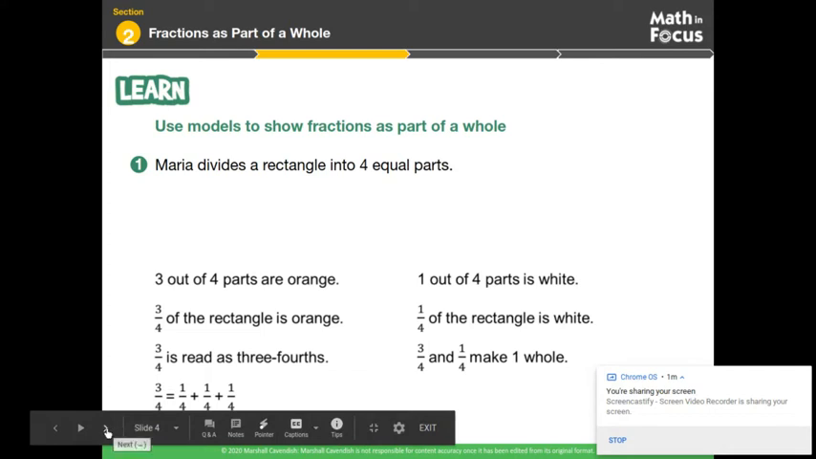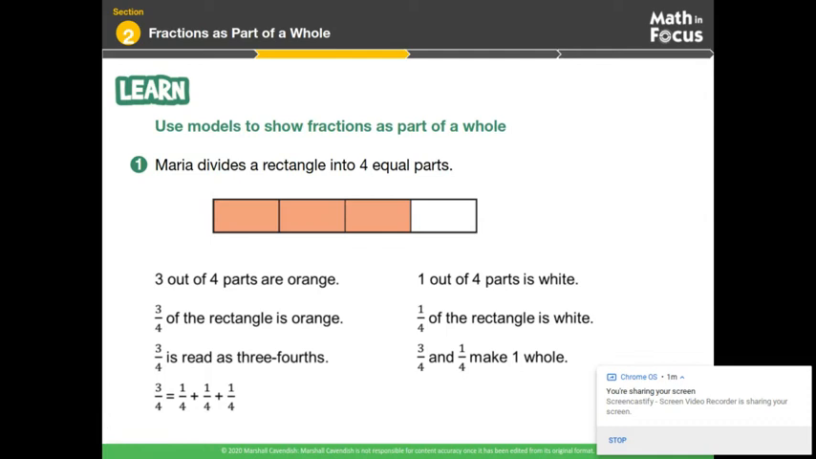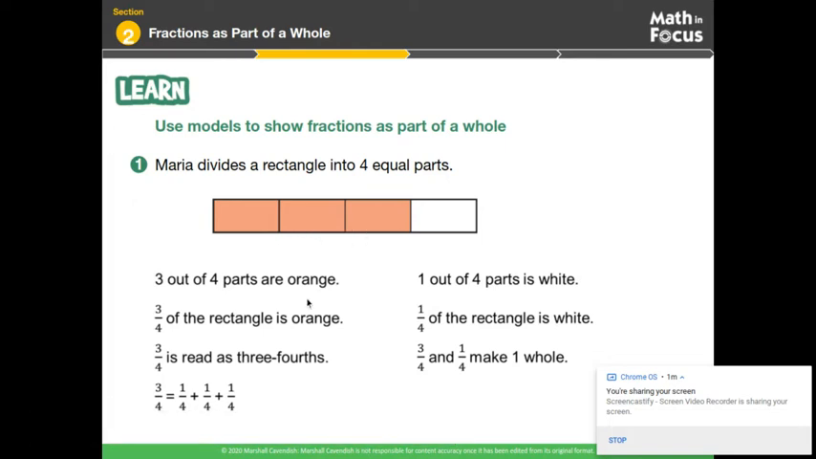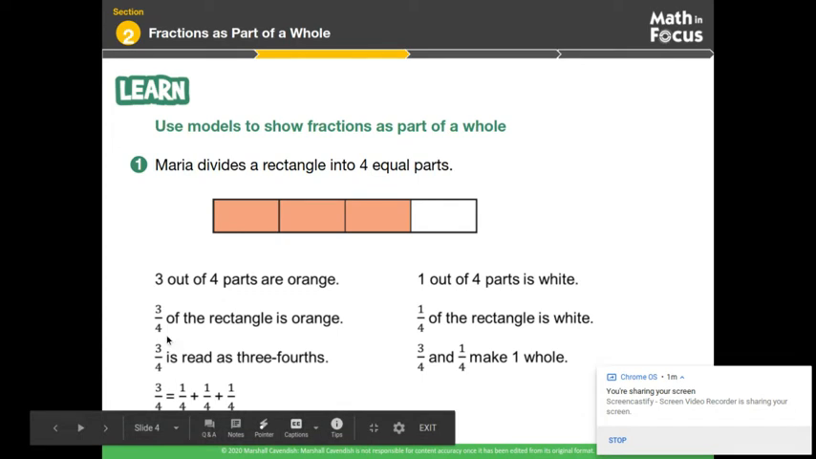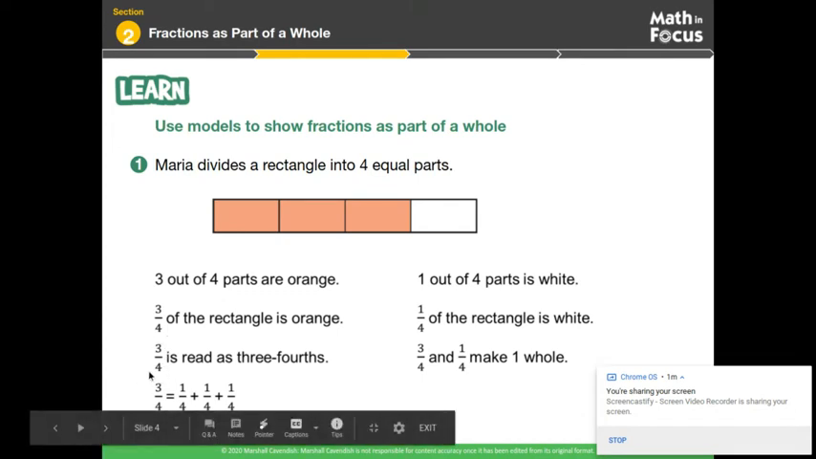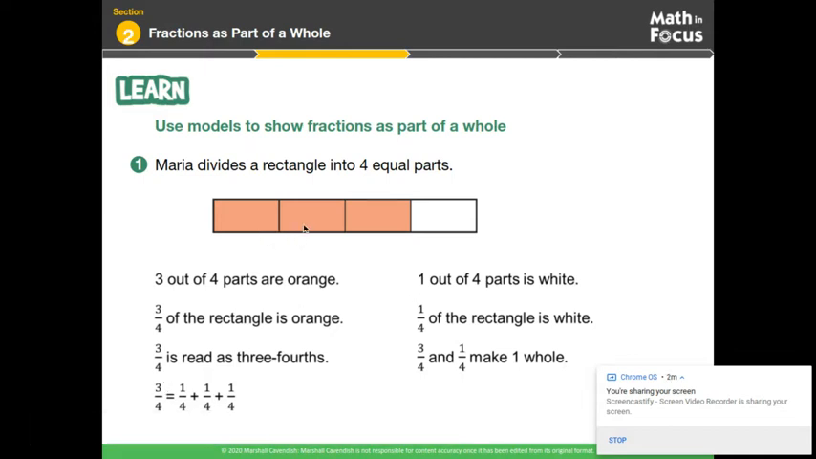Maria divides a rectangle into 4 equal parts. Here's Maria's rectangle. You can see that 3 out of 4 parts are orange. 1, 2, 3. So we can say 3/4 of the rectangle is orange. 3/4 is how you read this fraction. How'd I get 3/4? 1/4 plus 1/4 plus 1/4 means 3 orange parts altogether. That's 3/4.